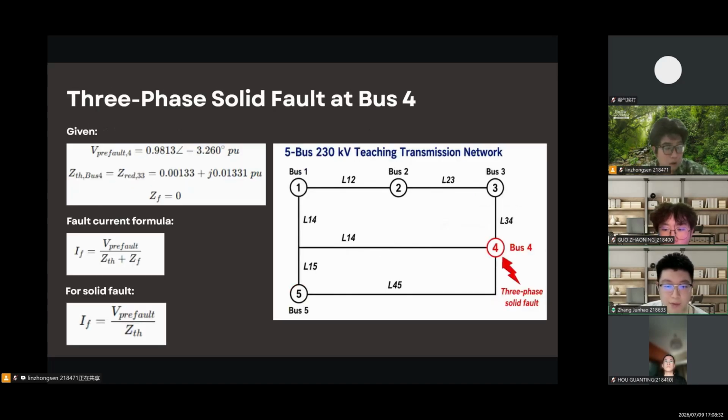In this analysis, the three-phase solid fault is applied at bus 4. For a solid fault, the fault impedance is assumed to be 0. This creates a worst-case condition because there is no additional impedance to limit the fault current. The fault current is calculated using the pre-fault voltage and the equivalent impedance at the fault point. Next.